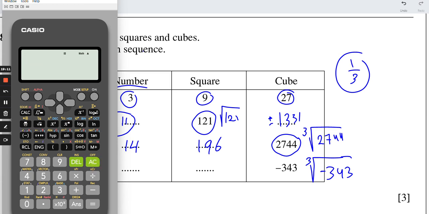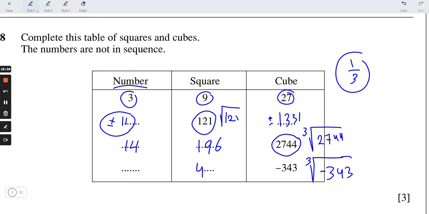Here we have a third root. So minus 343 equals minus 7. So the number is minus 7. We need the square, so be careful. The number is minus 7, so you should multiply it again by minus 7. This is the square, so its square is 49, which is minus 7 times minus 7, and the number is minus 7.